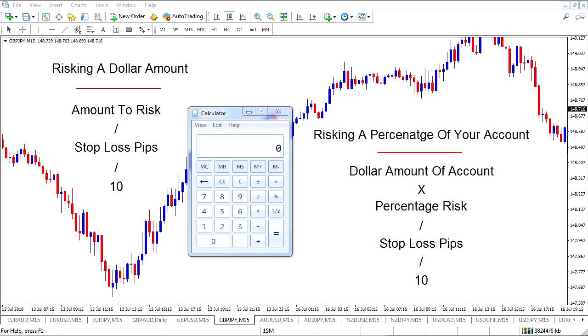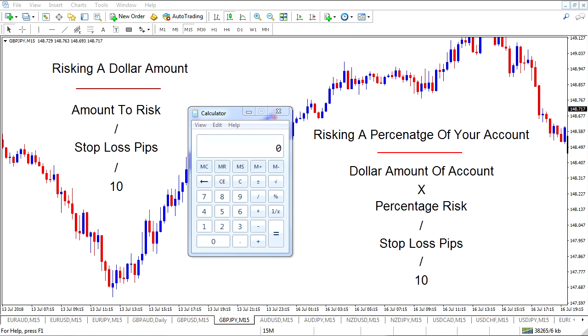Another way to do this is I'm going to show you an online calculator that you can use. But first, I'm going to show you these two formulas. They are very simple and really straightforward. So let's start with the one where you know what the dollar amount is that you're going to risk. That will be this first one here, risking a dollar amount.